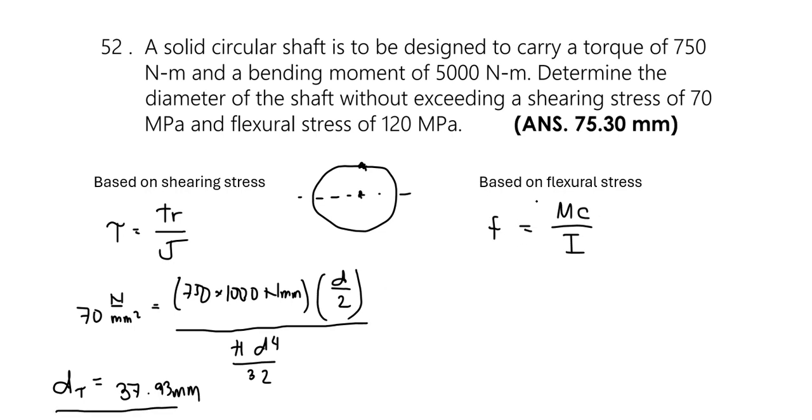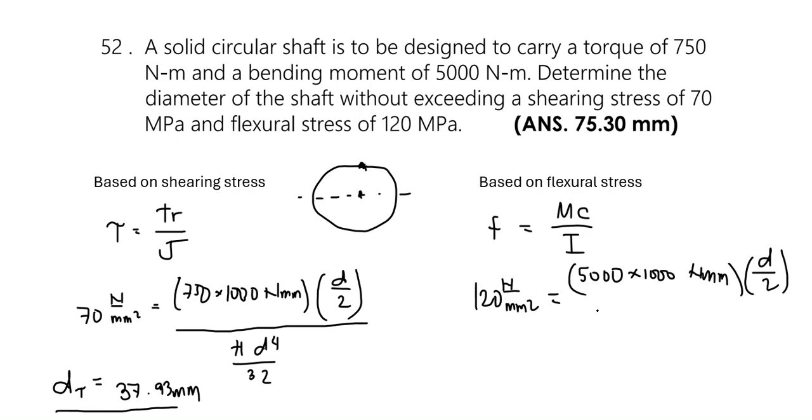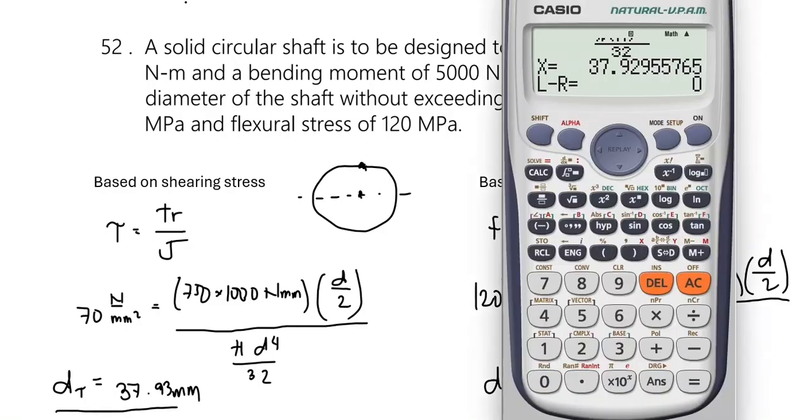Now, to solve for the diameter based on flexural stress, we are given a stress of 120 megapascals or newton per millimeter squared, equal to the bending moment of 5,000 newton meters, or 5,000 times 1,000 newton millimeters, multiplied by the distance of the neutral axis going to the outermost fiber, that is basically the radius of the circle, which is equal to d over 2, half of the diameter, and the moment of inertia for a solid circular shaft, that is pi d fourth over 64. Now we can solve for d based on flexural stress.